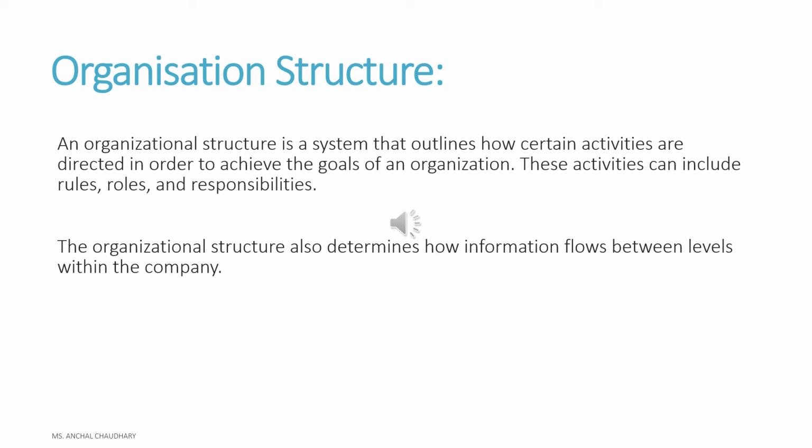Organization structure. An organizational structure is a system that outlines how certain activities are directed in order to achieve the goals of an organization. These activities can include roles, rules, and responsibilities. Basically, organizational structure is something like, you decide everything beforehand, that who is going to perform which task and how they are going to perform it and what exactly they require to perform it and to whom they are going to report for completion of such task, and who will be the responsible person for a specific task. So each and everything is decided and predetermined in organization structure.